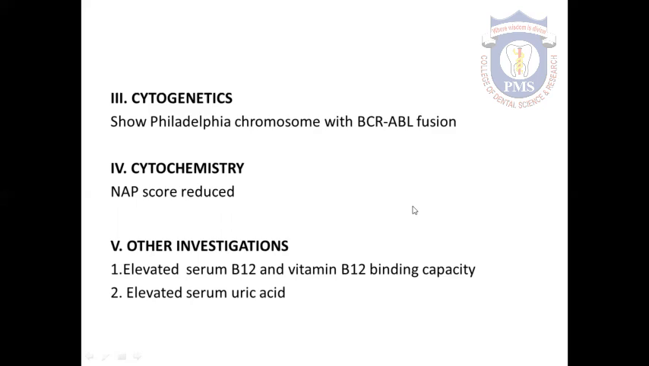A leukemoid reaction is a non-neoplastic or reactive condition which closely resembles chronic myeloid leukemia, because in a leukemoid reaction also the WBC count will be very much elevated, with predominantly neutrophils with a shift to left. But in a leukemoid reaction, the NAP score will be elevated, while in chronic myeloid leukemia, the NAP score will be reduced. Other investigations which are not specific include elevated serum B12 and vitamin B12 binding capacity, and elevated serum uric acid level. So the major lab findings which help in the diagnosis of chronic myeloid leukemia include peripheral blood examination, bone marrow examination, and cytogenetic study.